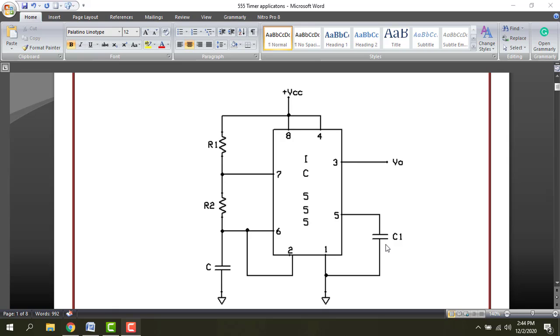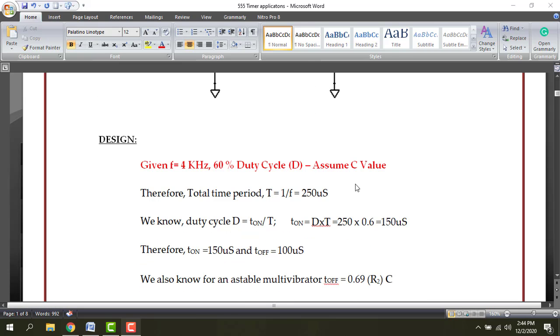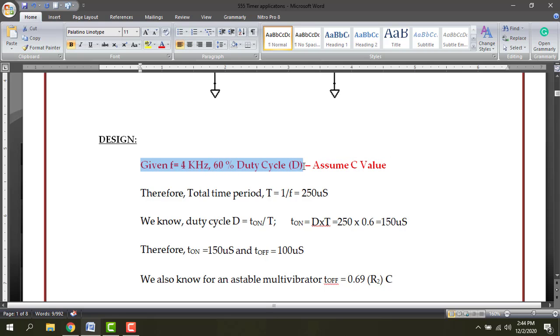In this circuit it normally produces a square waveform. In the problem statement, the output frequency and its duty cycle are given. The output frequency is 4 kHz and the duty cycle is 60%. The duty cycle is the ratio of on time to the total time. So duty cycle D is equal to T on divided by T.